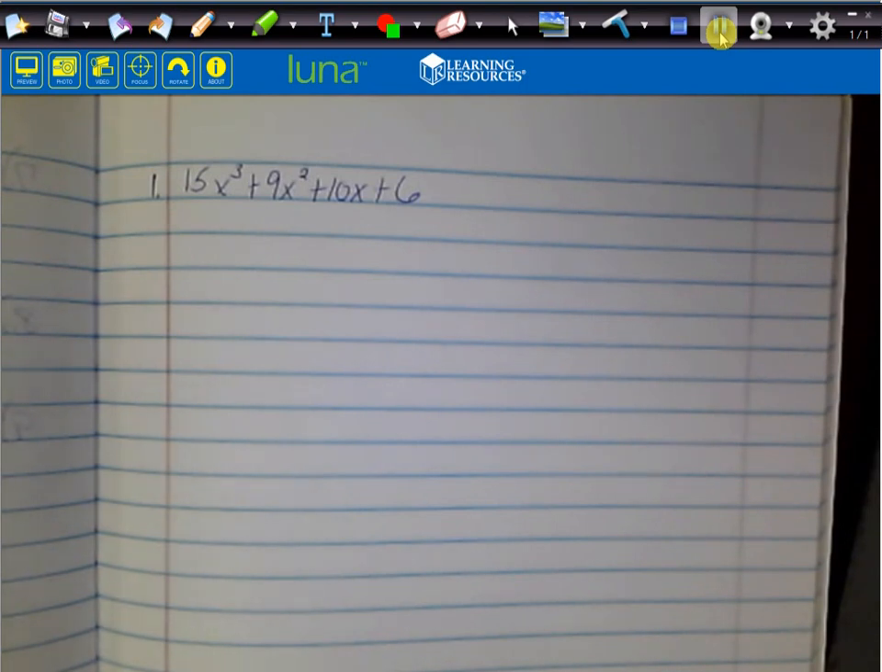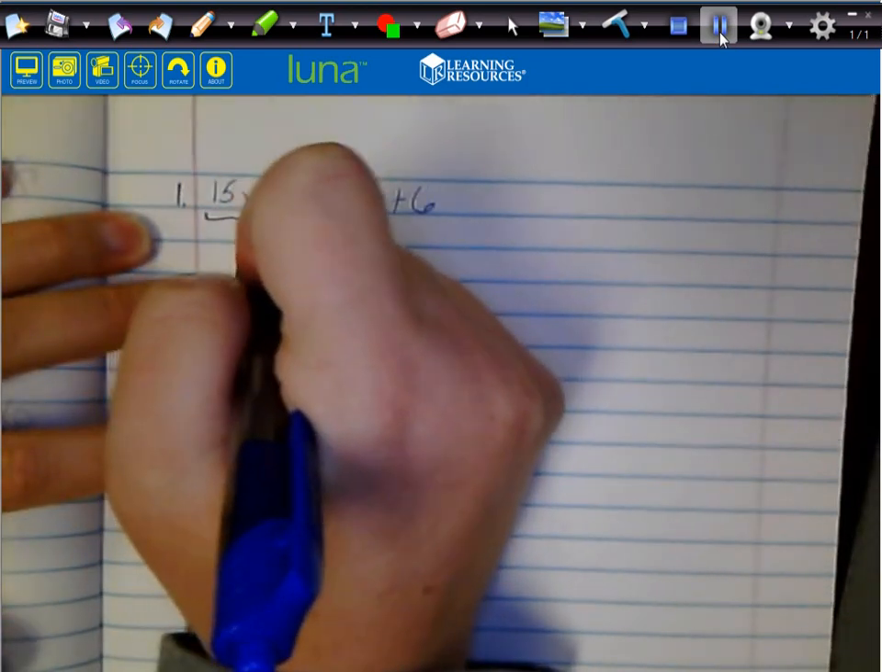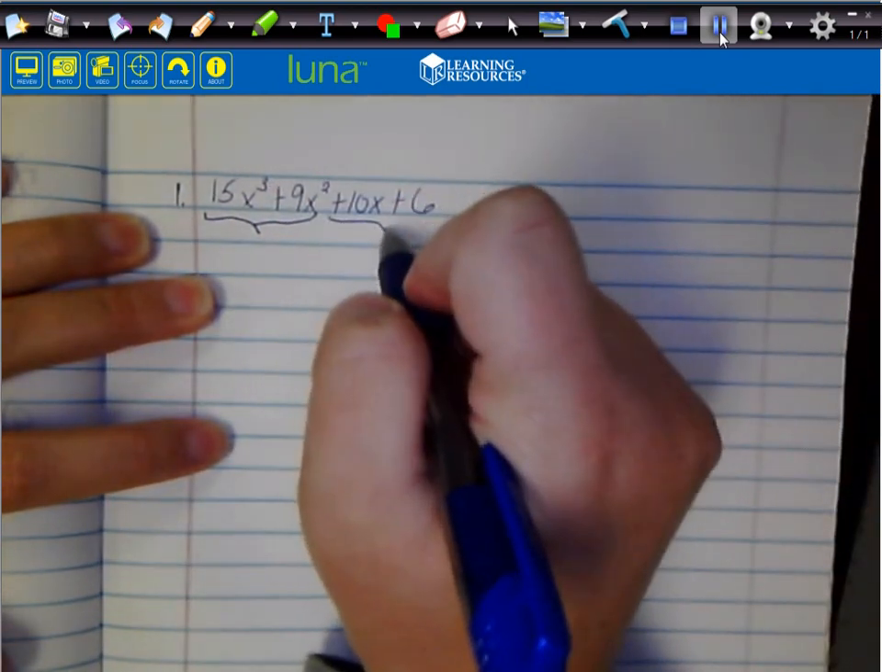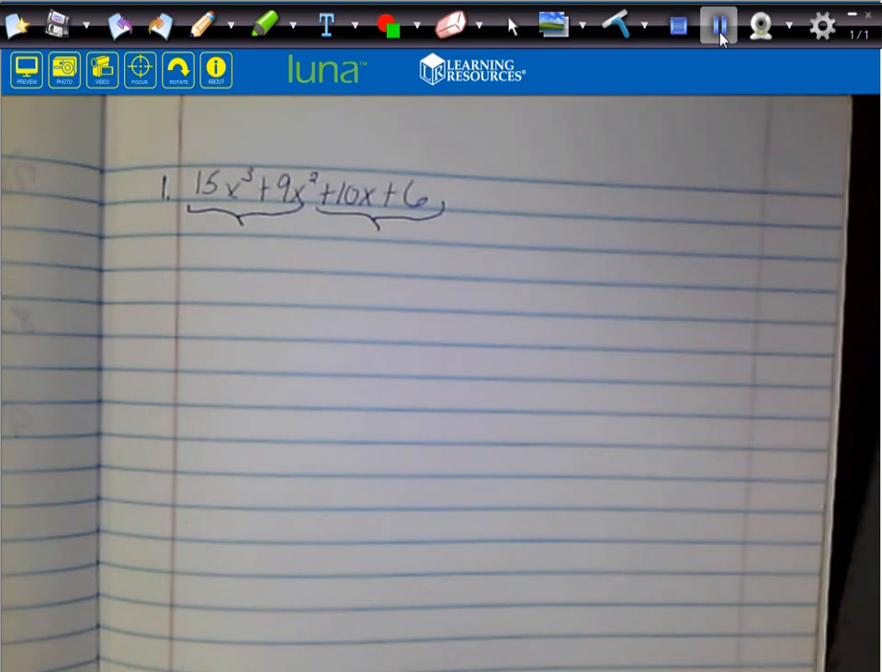So factoring by grouping means that we're going to do just that. We're going to group them together. We're going to group these first 2 together, and we're going to group these last 2 together. From here, it pretty much looks exactly like what we did yesterday.